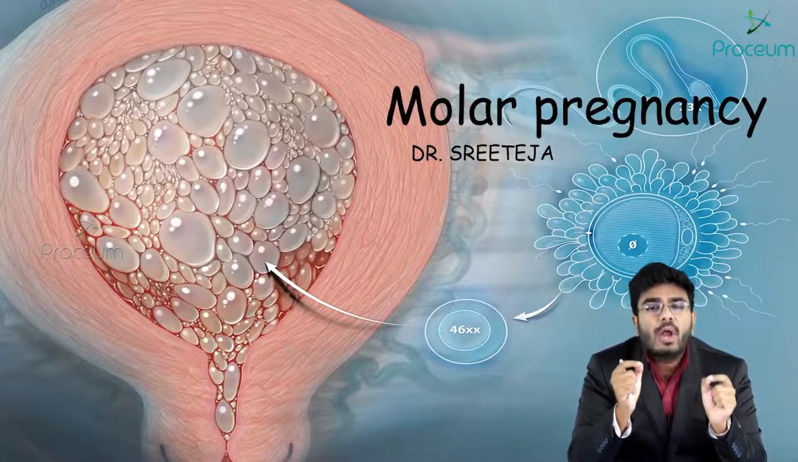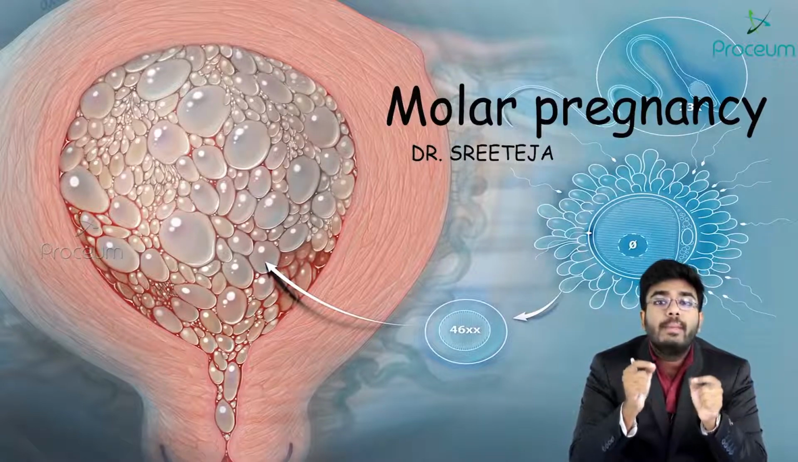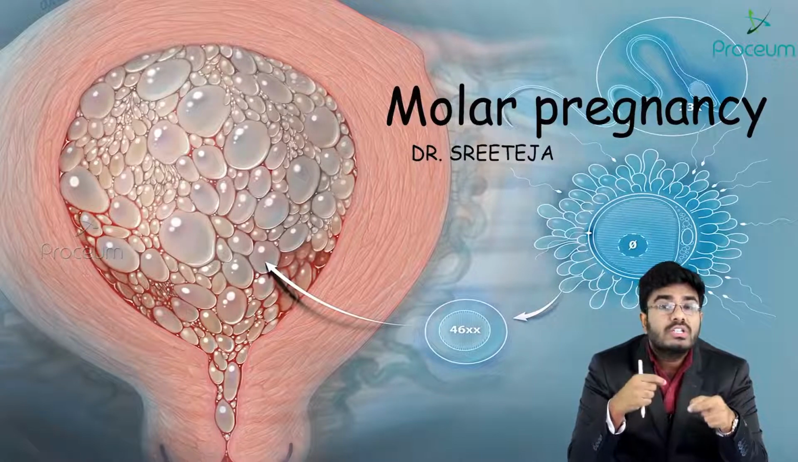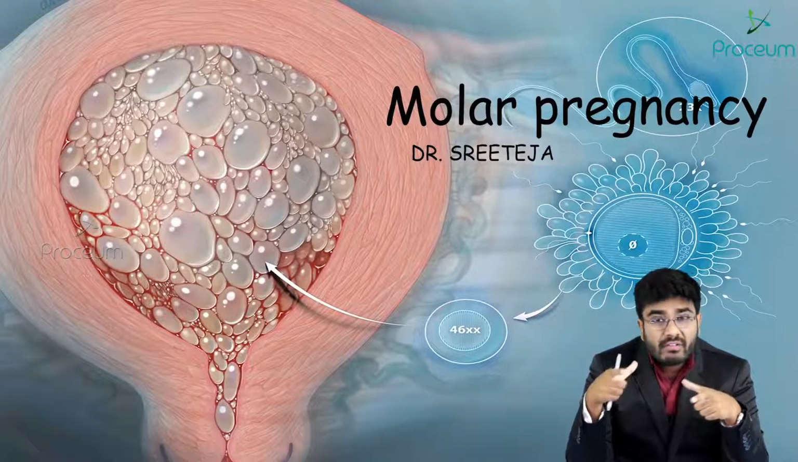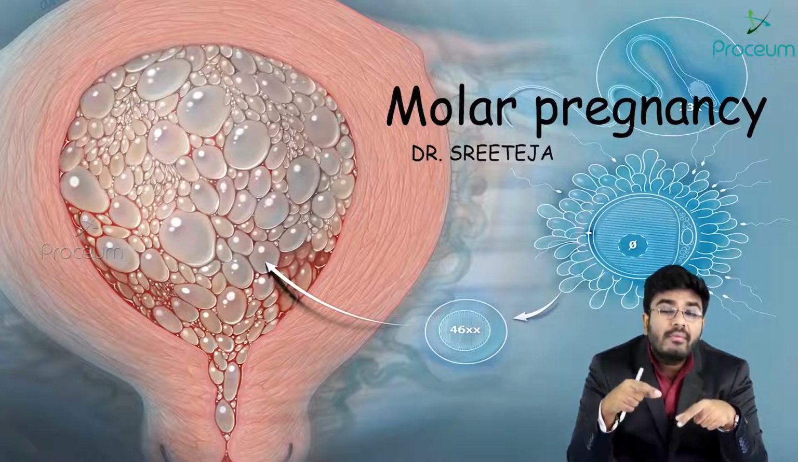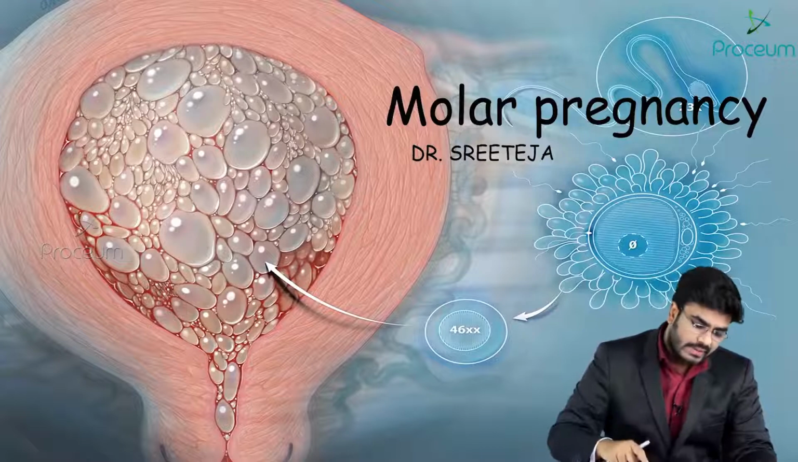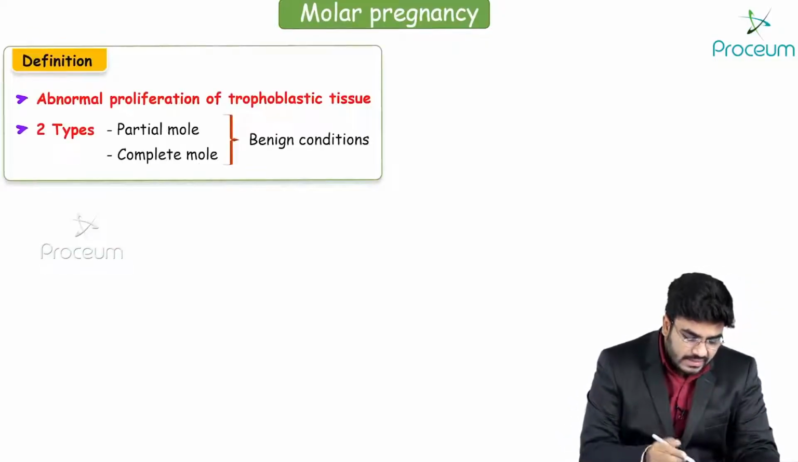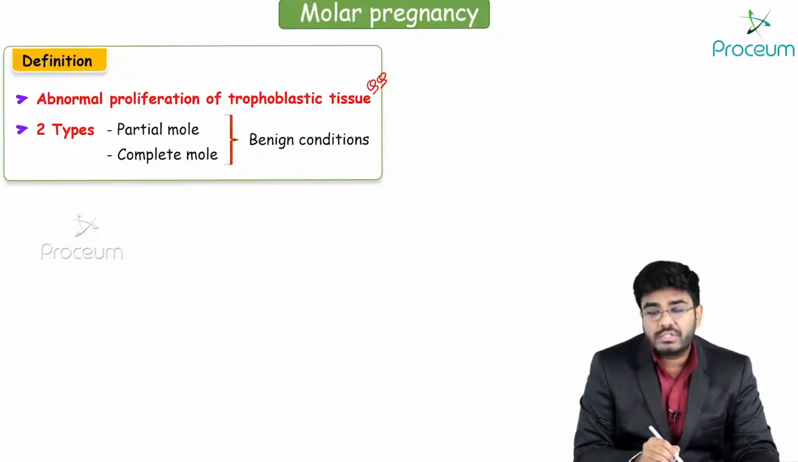Now in this condition of molar pregnancy, what exactly happens is abnormal proliferation of the trophoblast. The trophoblast is abnormally proliferating and doesn't allow the baby to grow. It's outgrowing; the trophoblast is developing too much and it's not allowing the fetus to grow. That's what happens in molar pregnancy. So what is the definition, guys? It's the abnormal proliferation of the trophoblastic tissue.